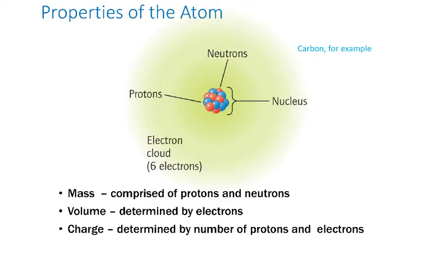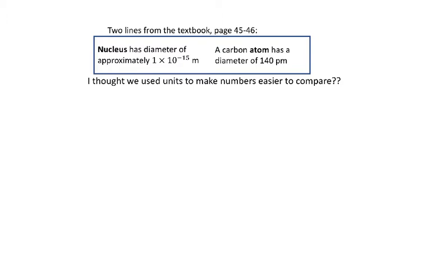Okay. Now, the size of these things. Let's take a quick look at the size according to your textbook. On page, I believe it's 45 and 46, it says that a carbon atom has a diameter of 140 picometers. And then on page 46, it says that the nucleus has a diameter of approximately 1 times 10 to the minus 15 meters.